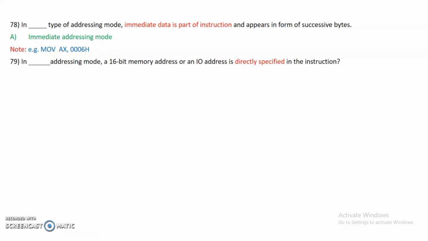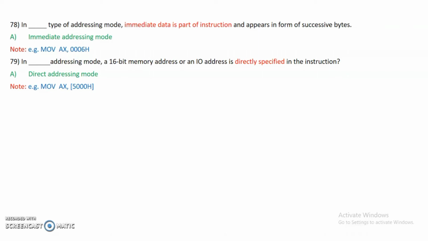Bit number 79. In dash addressing mode, a 16-bit memory address or an input-output address is directly specified in the instruction. So the answer will be direct addressing mode. Direct addressing mode is nothing but the address being directly given in the instruction. Let's check the example. MOV AX, [5000H]. Whenever a value is enclosed in square brackets, it means a memory location or address. Here, whatever data is there in the memory location 5000H, that particular data I'm moving on to the AX register. That is why it is called direct addressing mode.